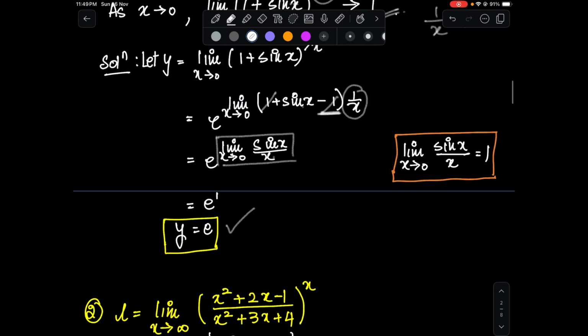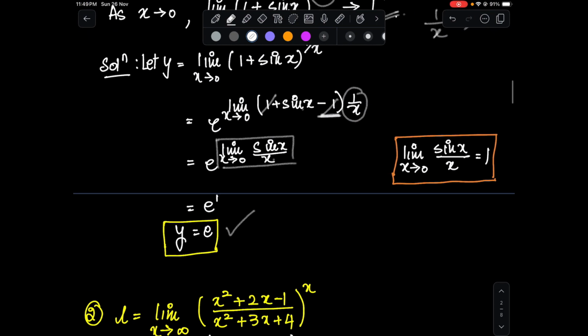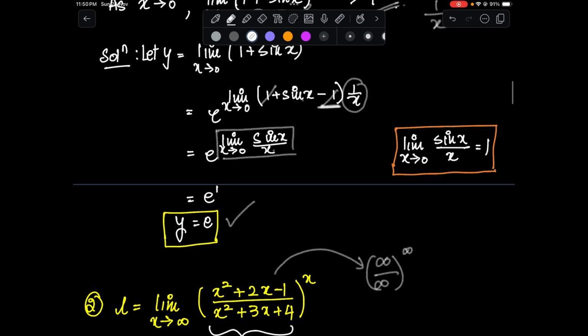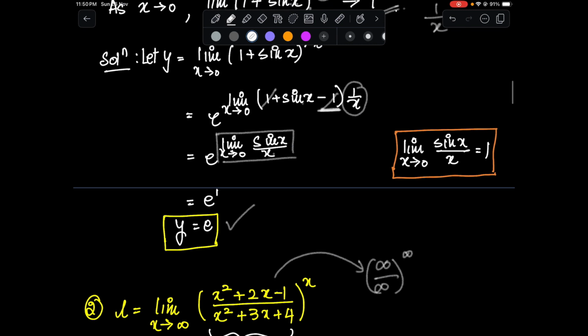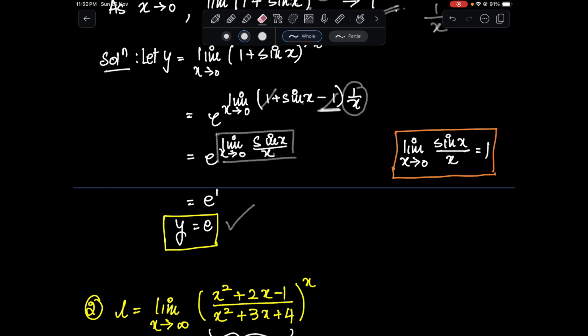Coming to the next problem, have a look at this. What's the value? Now when you apply, please don't apply infinity here and say that it is infinity by infinity whole power infinity. That's not how we deal with limits. This is not making any form actually. So how do you solve a polynomial? If you remember, in the first session I have mentioned already.